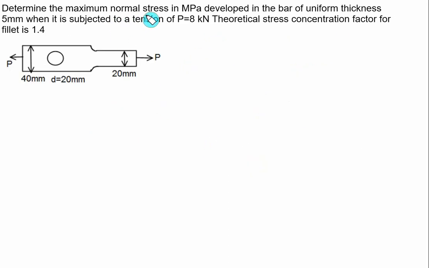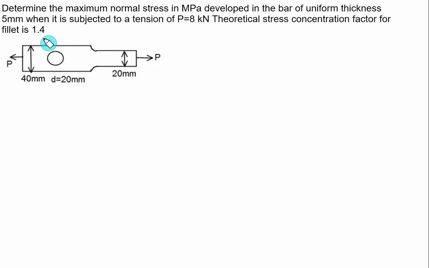Determine the maximum normal stress in megapascal developed in the bar of uniform thickness equal to 5 mm. So thickness is perpendicular to the board, and we have width equal to 40 mm. One hole is provided of diameter equal to 20 mm, and we have here the fillet provided. The load value is given as 8 kN.